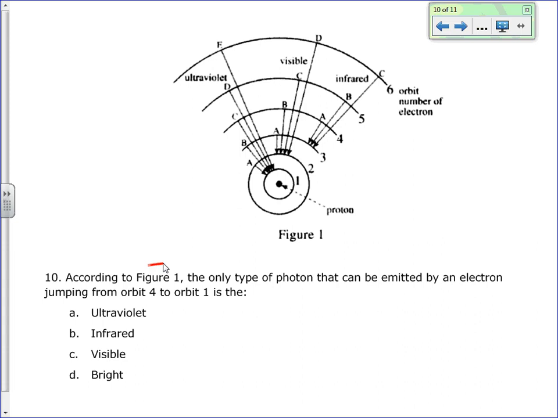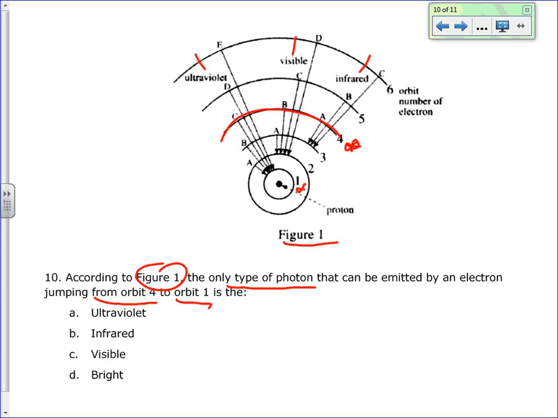So first off, we need to make sure we're looking at figure 1, which we have here. We have 3 types of photons: infrared, visible, ultraviolet. Which is the only type that can be emitted by an electron jumping from orbit 4 to orbit 1? So we need to look at 4 to 1. First, let's highlight the orbit.